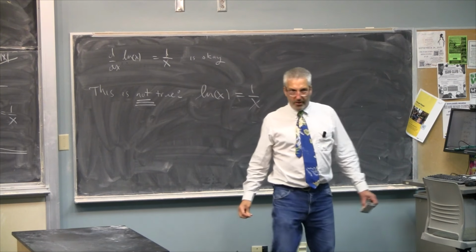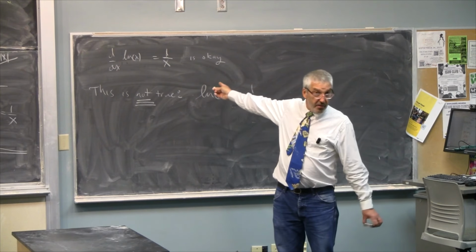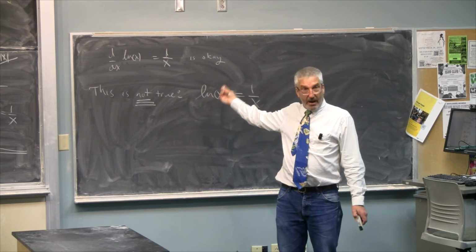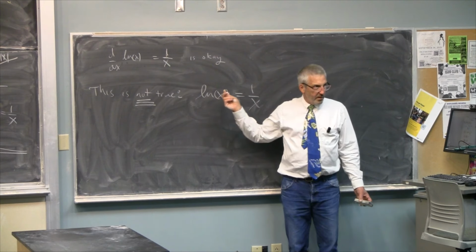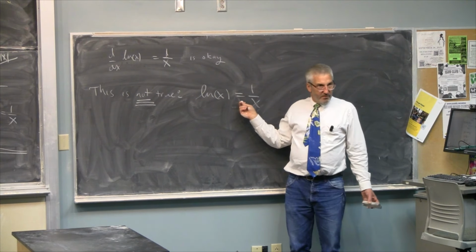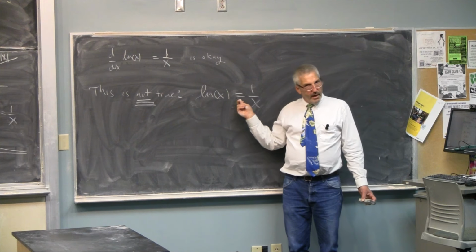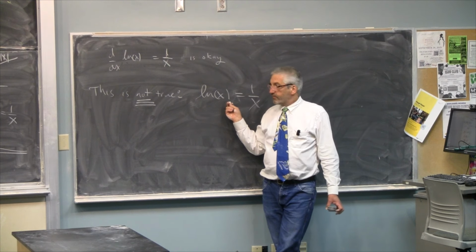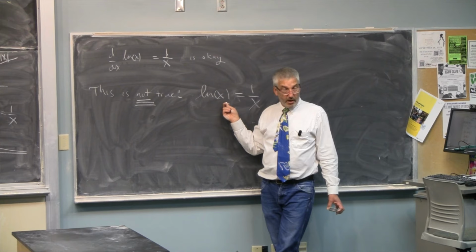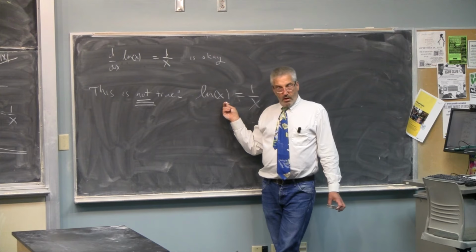ln of x equals 1 over x. I've seen that written on thousands of papers over the years. Thousands. I've been teaching quite a bit longer than you've been alive. So this is just not true. And I mentioned this a couple of weeks ago when I was talking about derivative notation and writing things that are true and not true.